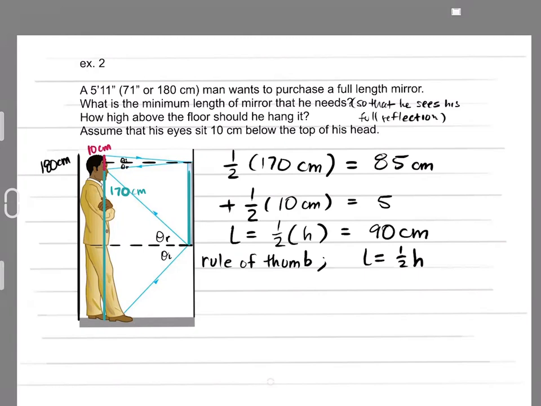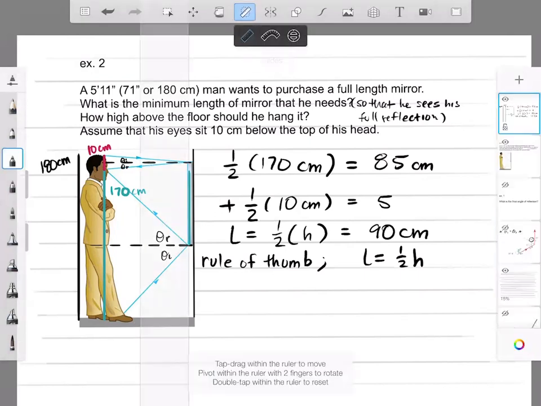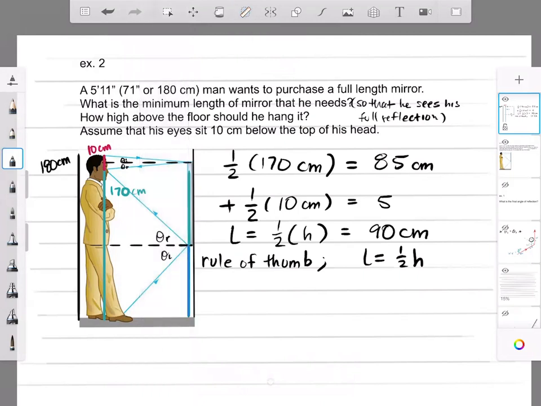Now let's answer the last part, which is how high above the ground do we need to measure? This part's actually pretty simple because we kind of already did it. Gotta figure out this part, right? Well, we know that from over here, this was 80 centimeters. That means that this guy needs to also be 80 centimeters. And there you go. Sorry, guys, made a mistake. 85 centimeters. And this guy needs to be 85 centimeters.